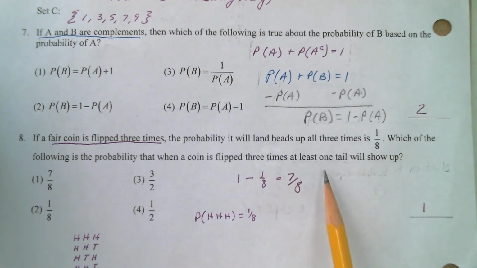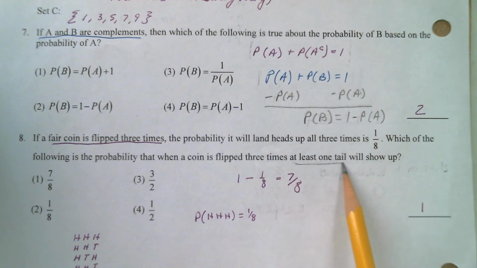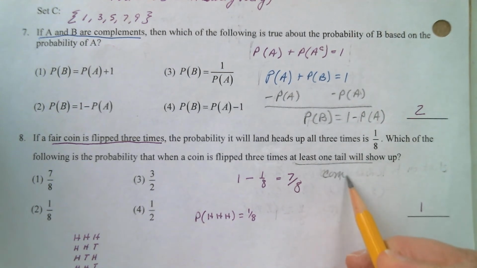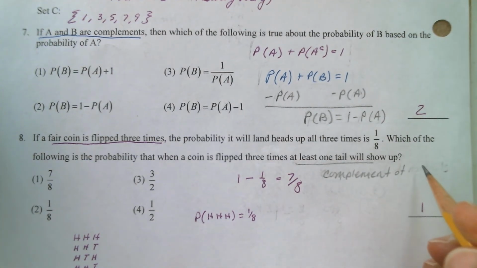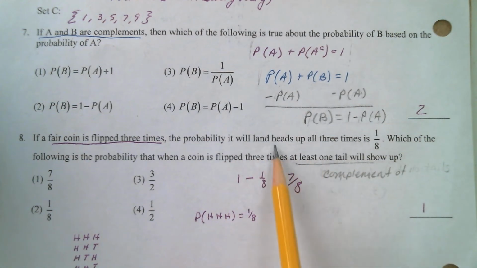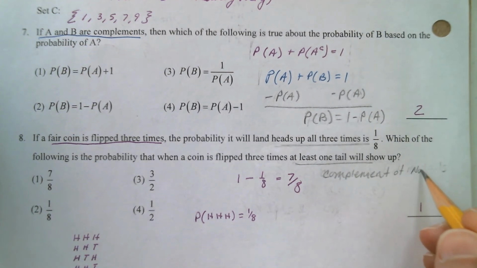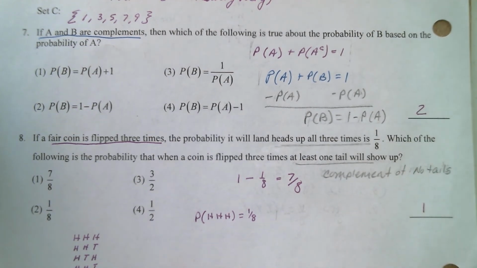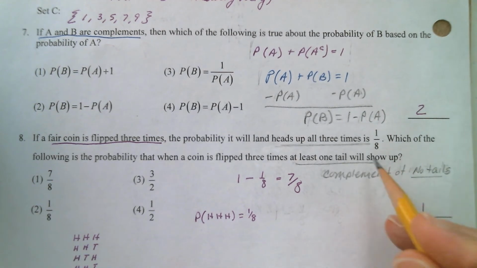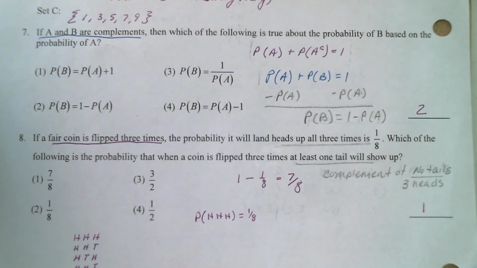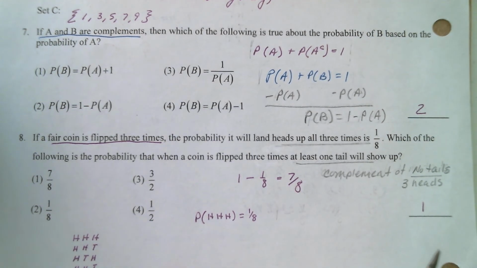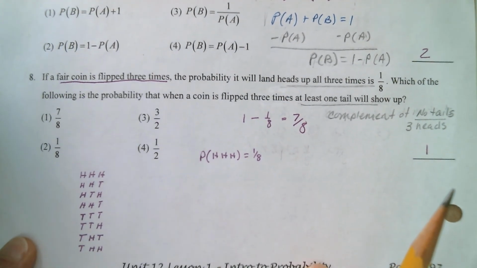Well, that's actually the complement, right? At least one tail is the complement of getting no tails, right? If you had 3 heads, that's no tails. Complement of no tails. And no tails is the same as all 3 heads. So it would be 1 minus 1/8, which is 7/8. Choice 1, right?